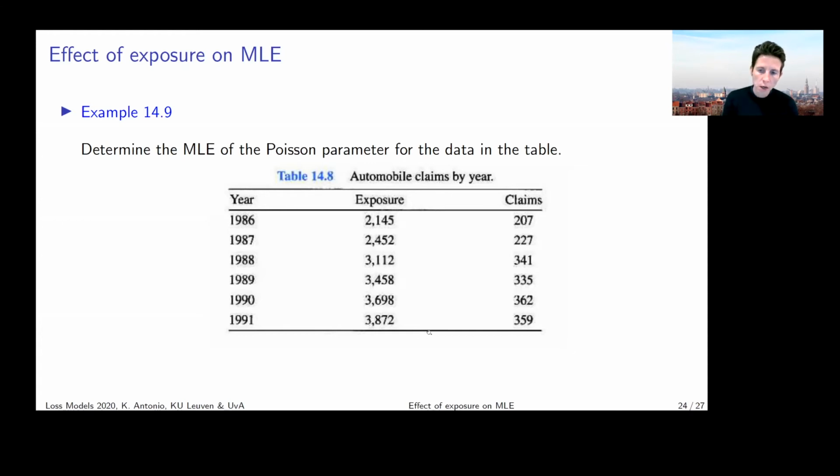Because registering here 207 claims, you really should compare that number of claims against the exposure that you were facing in that particular year. Because if you observe 207 claims on a total exposure, expressed in years here, of 2,145, then that would be a different observation than when you would have 207 claims on a total exposure of 3,872 years, for example, right? So we really need to look at these reported claims in relation to the exposure that we were facing.